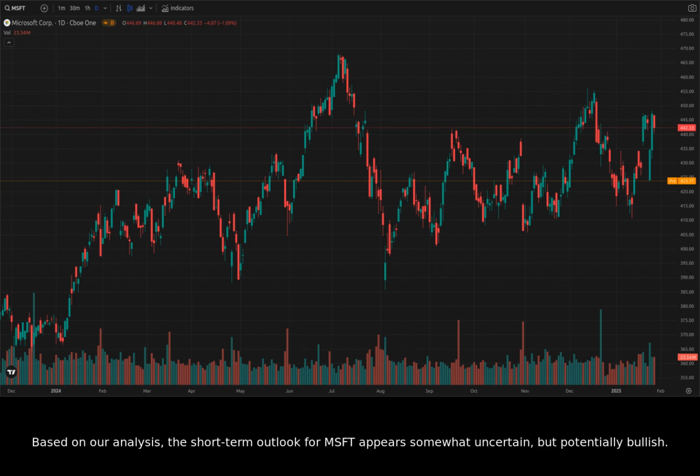Based on our analysis, the short-term outlook for Microsoft appears somewhat uncertain, but potentially bullish. The recent price movements and candlestick patterns suggest a possible shift towards a bullish trend. However, there is high volume and volatility in the recent price movements indicating continued uncertainty.